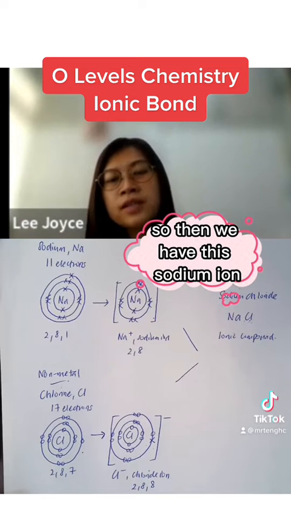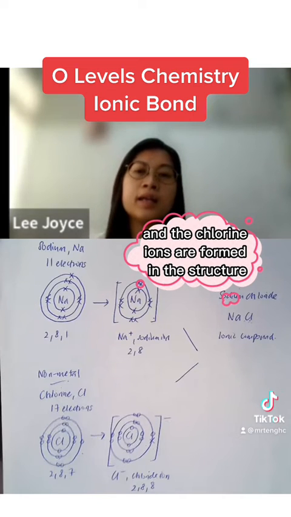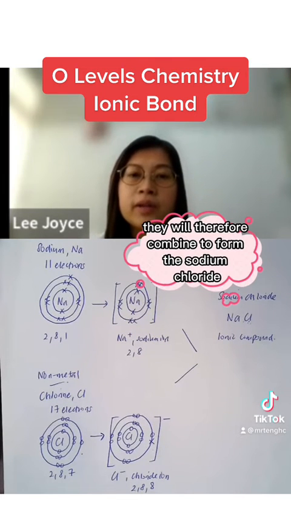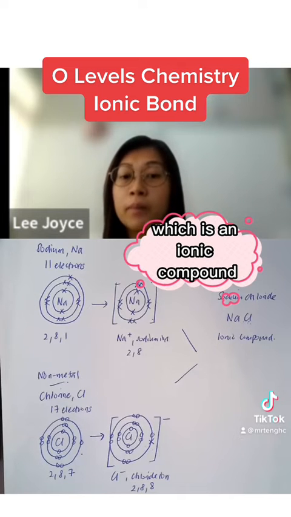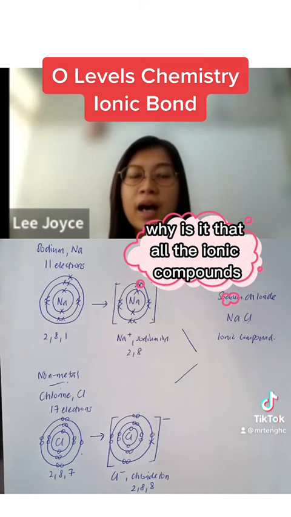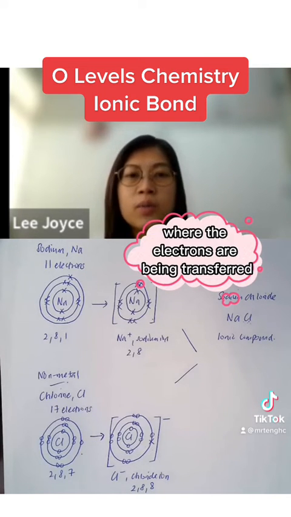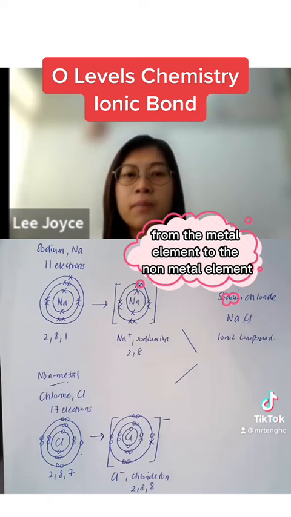When we have this sodium ion and the chloride ion formed, they will combine to form sodium chloride, which is an ionic compound. Got it? This is why we say that all ionic compounds are formed by the transfer of electrons, where the electrons are transferred from the metal element to the non-metal element.